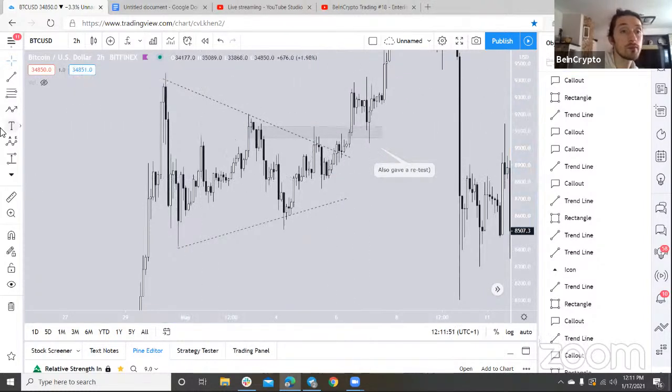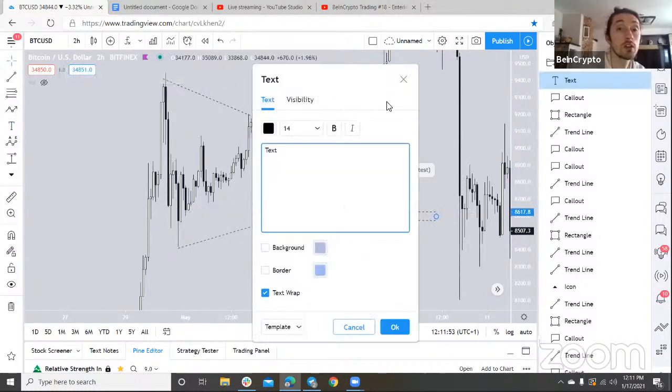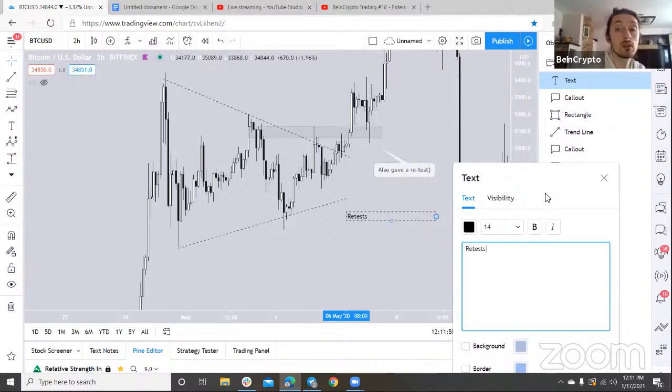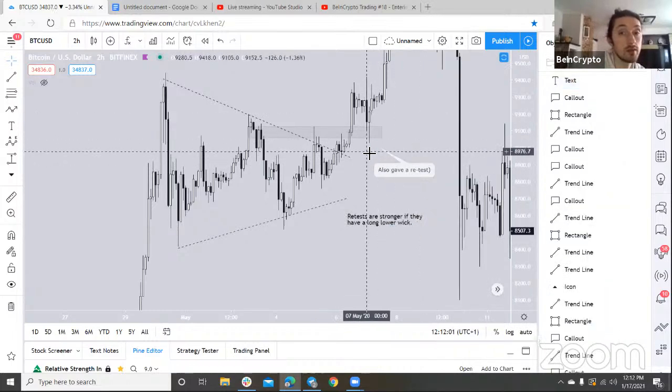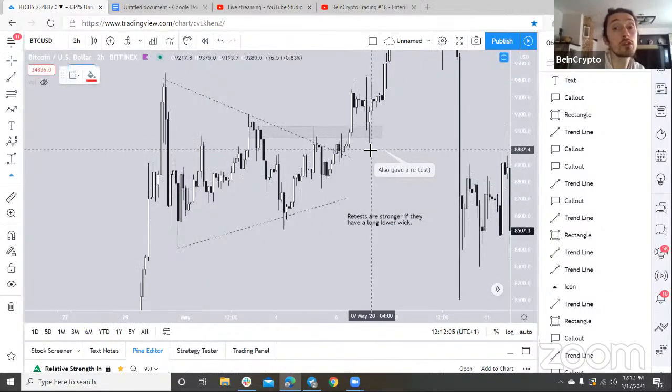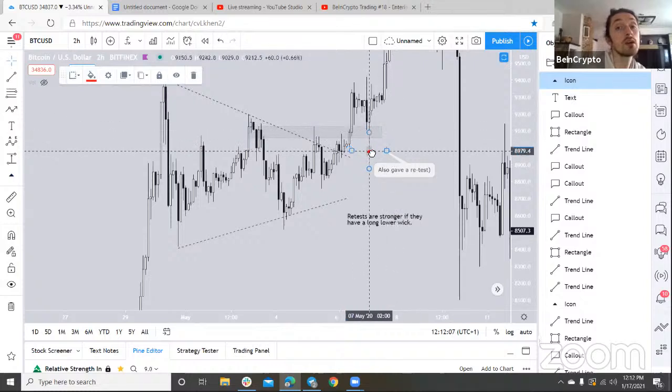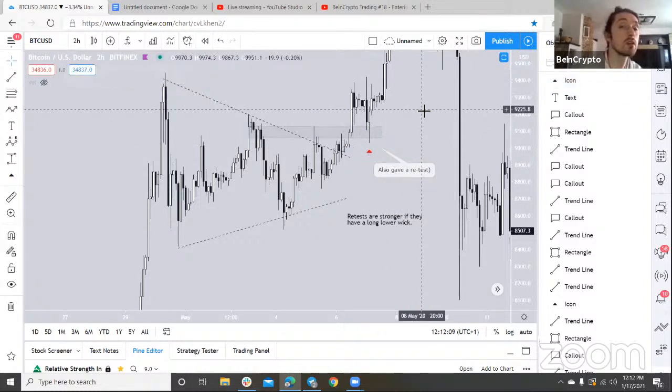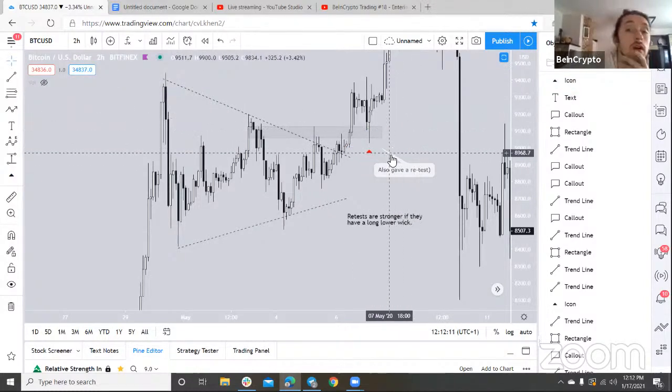Now, retests, especially of horizontal levels, are stronger if they have a long lower wick, like this, because it's a sign of buying pressure. Obviously, if you're shorting, then it would have to be a long upper wick because it's a sign of selling pressure. So yeah, it gave a retest here, moved higher.